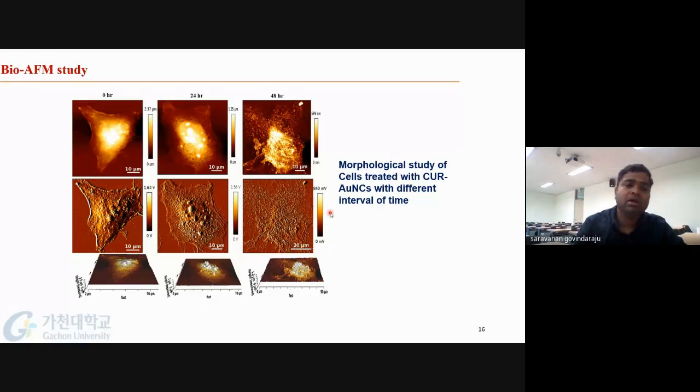Here that is 0 hour, when the curcumin gold cluster still remains the same morphological structure, but after 24 hours and after 48 hours, the morphology was completely changed. So we can observe here after 48 hours, the morphology of the HeLa cell line was completely changed. And then some of the gold nano cluster we can observe from here, and those small dots are aggregated gold nano cluster once it's reacting with the cell. So these are the main proof for the morphological changes which happened by the curcumin gold nano cluster.